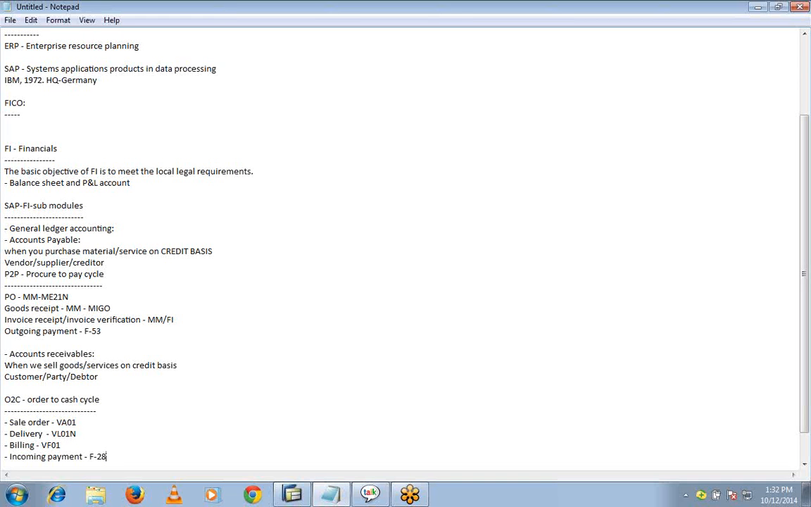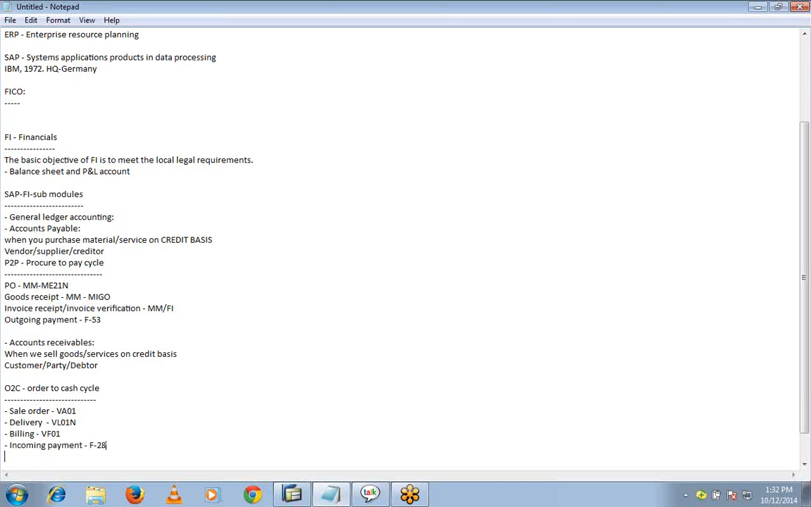Just one question, and correct me if any transaction codes are wrong. Here you said order to cash cycle: sale order, you receive the delivery, you get the billing. Then what do you mean by incoming payment? You just need to pay the vendor, isn't it?